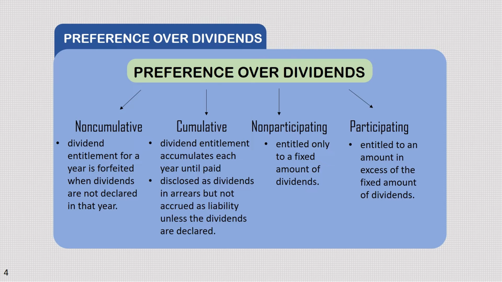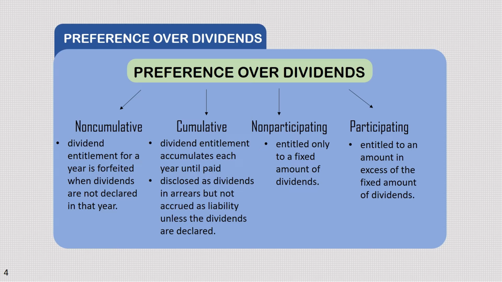Preference over dividends. Preferred as to dividends means that preference shareholders are paid first before ordinary shareholders when dividends are declared. Preference over dividends may be non-cumulative, cumulative, non-participating, and participating. Non-cumulative: a non-cumulative preference share is one in which the dividends entitled for a year are forfeited when dividends are not declared in that year. A cumulative preference share is one in which the dividend entitlement accumulates for each year until paid, and it is disclosed as dividends in arrears but not accrued as a liability unless the dividends are declared.